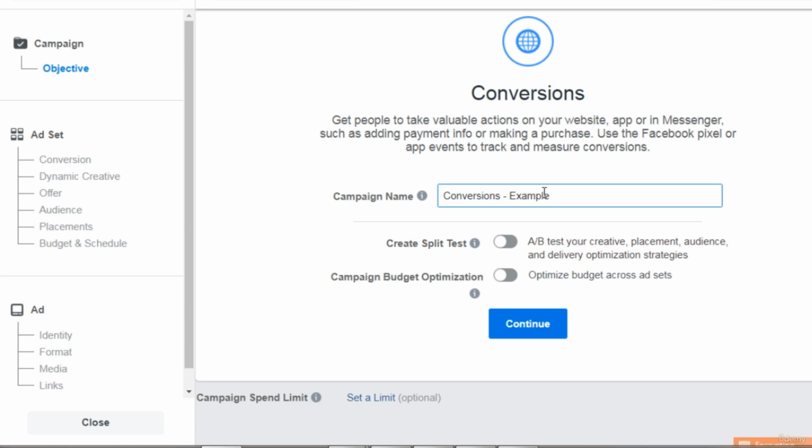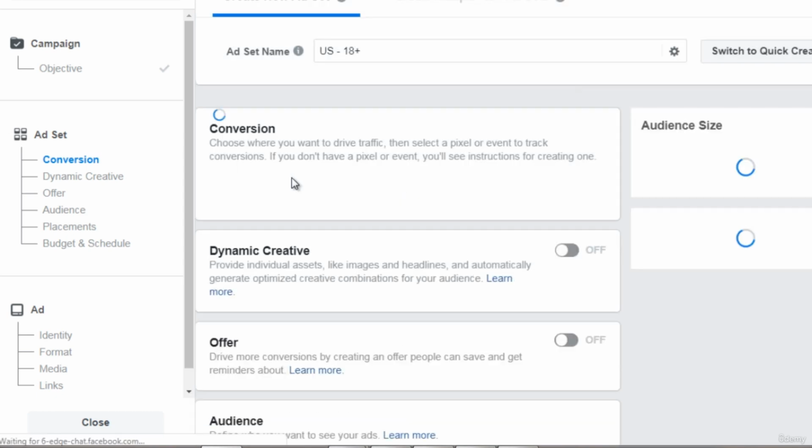You want to name the campaign to something that's generic or general to whatever you're promoting. Don't worry about any of these for now. These are more advanced. Click continue. And there we go. So campaign's easy. It's merely setting the objective and that's it.